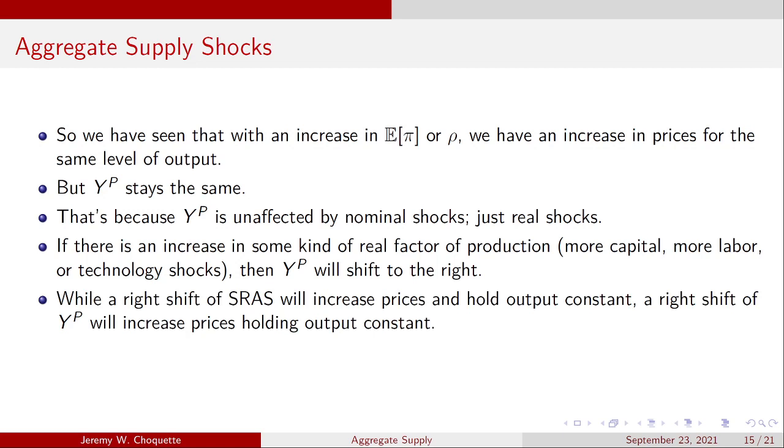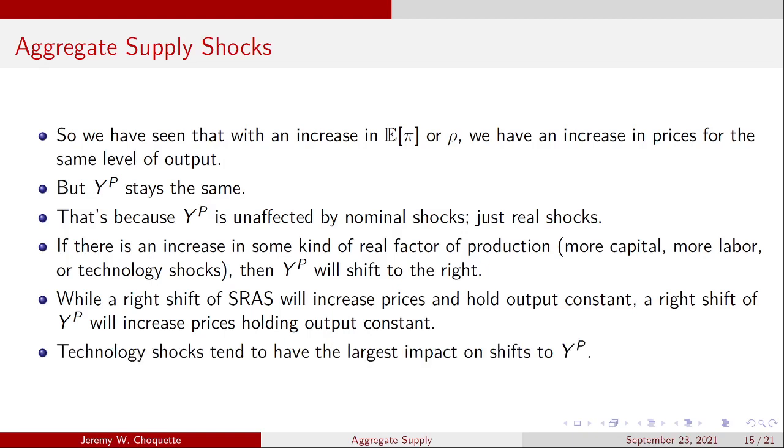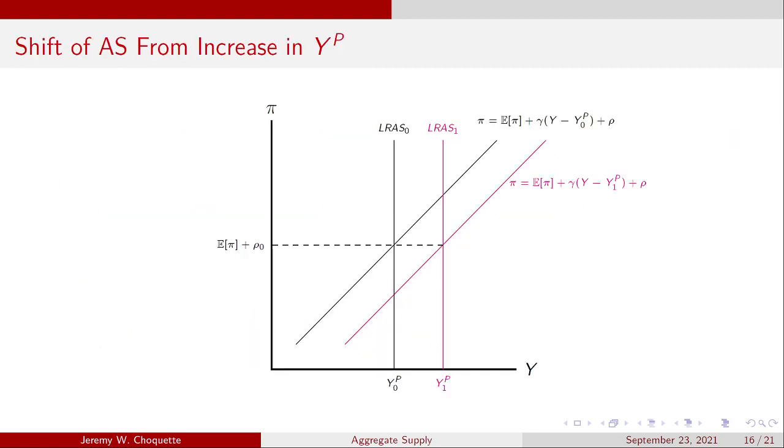Now, while a rightward shift of short-run aggregate supply will increase prices and hold output constant, a right shift, there's supposed to be a left shift of short-run aggregate supply, not right, sorry. A rightward shift of potential output will increase prices, holding output constant. Sorry about that little mix-up there. It's supposed to be left shift of short-run aggregate supply. Technology shocks tend to have the largest impact on shifts to potential output, and we can go through that again later in the course. This is what we get here, right? So when this happens, output increases, and if we hold the inflation rate constant, yeah, you see output increases.